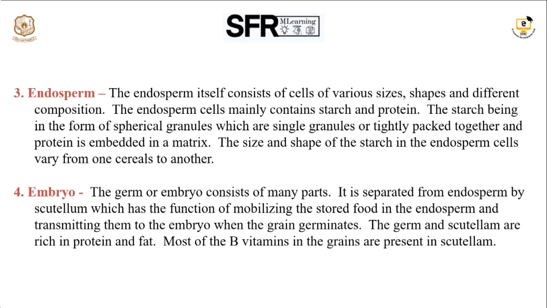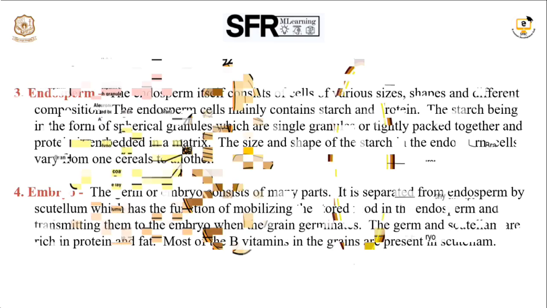And the next one is the embryo. The embryo is also known as the germ, and it contains many parts. It is separated from the endosperm by the scutellum layer. What is the scutellum layer? It separates the endosperm and the embryo, and its function is to store food from the endosperm and transmit it to the embryo when the grain germinates. The bran and the scutellum are rich in protein and fat. Most of the B vitamins of the grain are present in the scutellum.